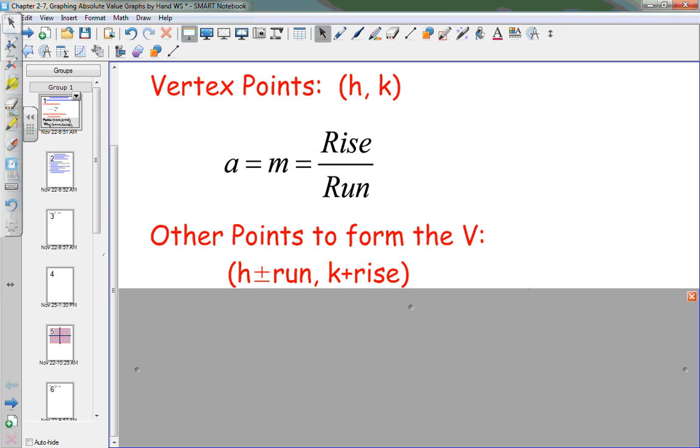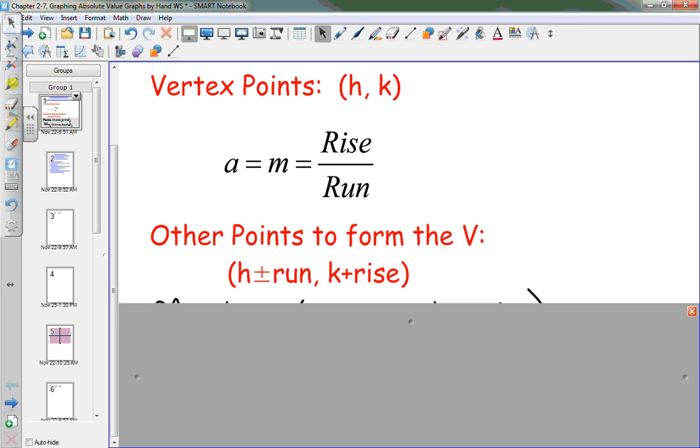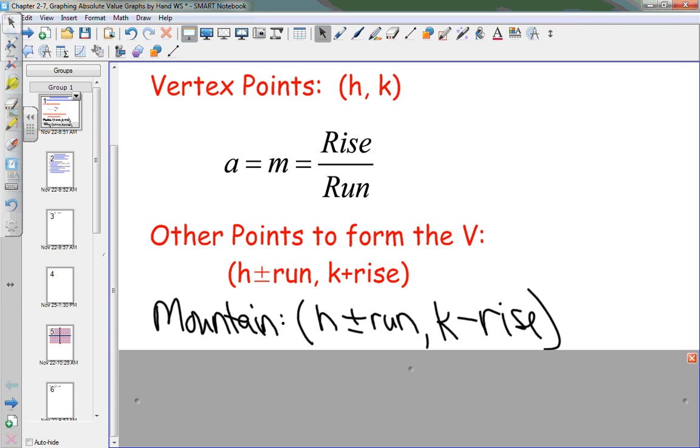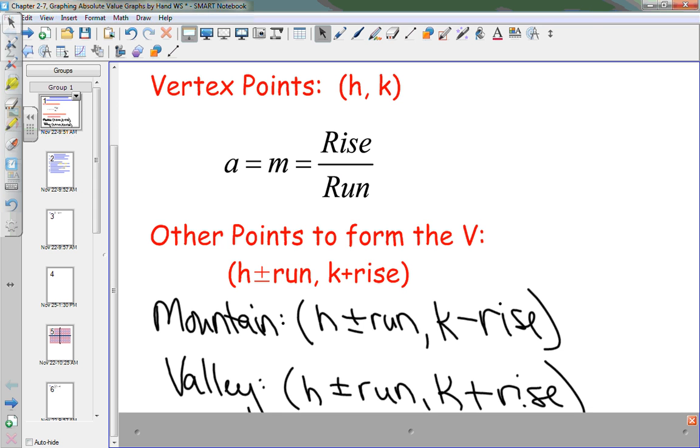Okay? Now, if I'm a mountain, I'm not going to be adding my rise, am I? What I'm going to be doing is subtracting my rise. Do we get that? Because I have a highest point, the peak of the mountain, so I need to go down from there. That's why I'm subtracting. If I have a valley, I'm coming from the lowest point, and I need to add the rise to that Y value to raise it up. Do we understand that? Yes or no? Everybody got that down?